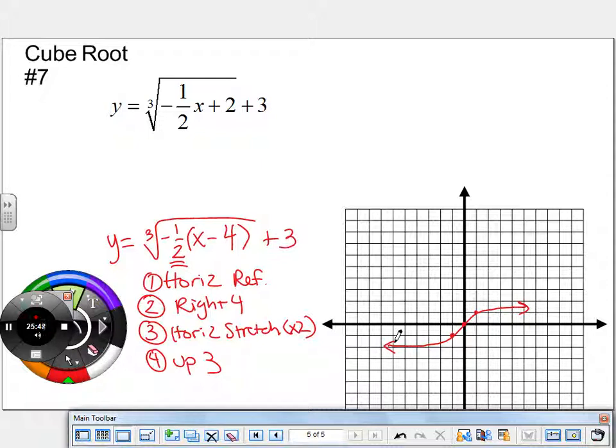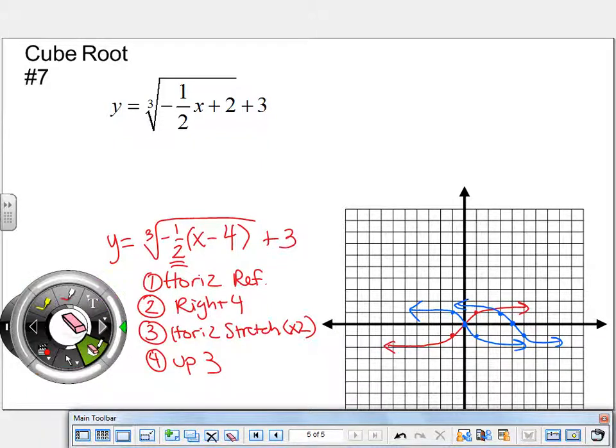So first thing, horizontal reflection. It is built a lot like the cubic, so kind of the same thing. We reflect horizontally, which kind of looks the same as if we reflected vertically. Then we're going to move everything to the right 4. So 1, 2, 3, 4. So we have our graph in that position. So we reflected it, and then we shifted it to the right 4.